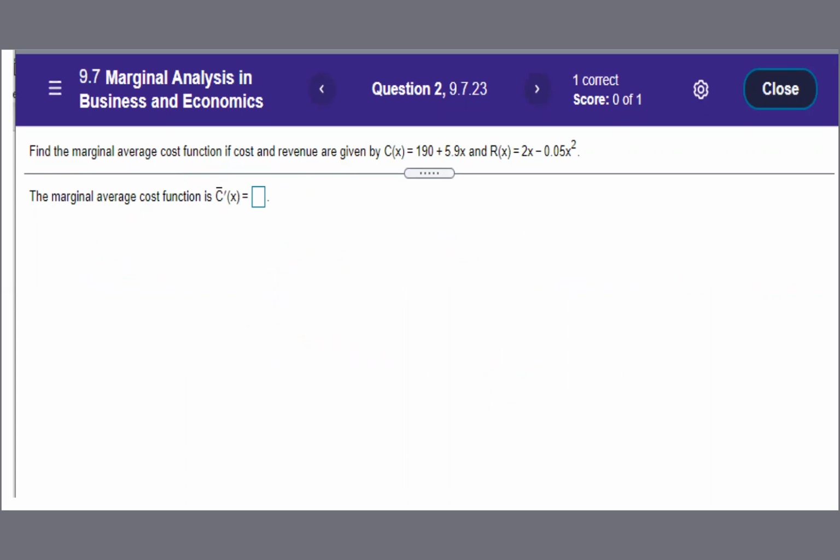In the next example, we're asked to find the marginal average cost function if the cost and revenue are given. Again, we don't need the revenue function for this problem. We're working with cost. So there are two steps to this problem. On the first step, we need to find the average cost.